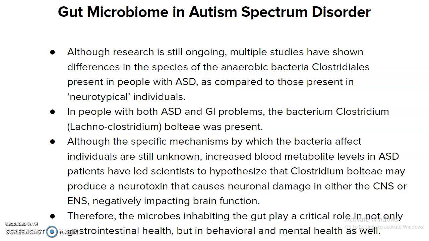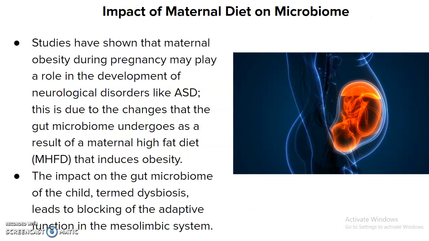So therefore, the microbes inhabiting the gut play a critical role in GI health, as well as in behavioral and mental health. Another thing linked to the gut microbiome that scientists have found is that maternal obesity during pregnancy may actually result in the development of neurological disorders like autism spectrum disorder. And this is due to the fact that changes in the gut microbiome as a result of a maternal high-fat diet cause obesity, and this leads to dysbiosis within the child, which blocks the function of a part of the brain called the mesolimbic system.